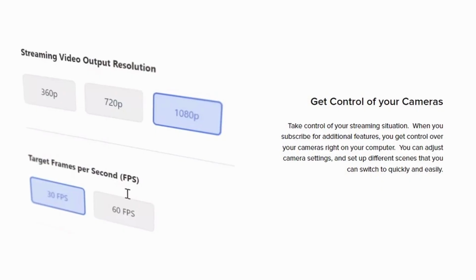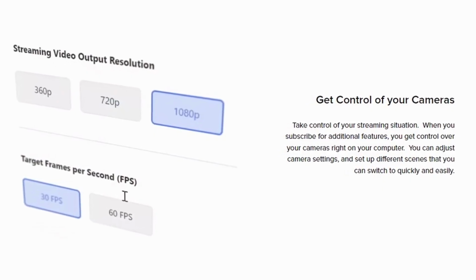Now, talking about 60 frames per second. Before, you could only do 30 frames per second, but with this added feature, let's say, as that subscription model, you'll be able to do 60 frames per second, and you'll also be able to do 1080p instead of only 720. The one other thing that pops up to me that I think is really great is you have full control over all of your camera settings right from your computer.